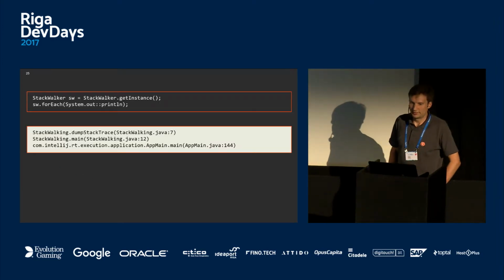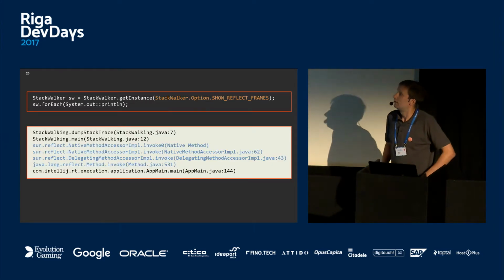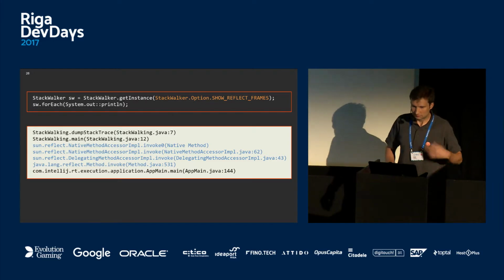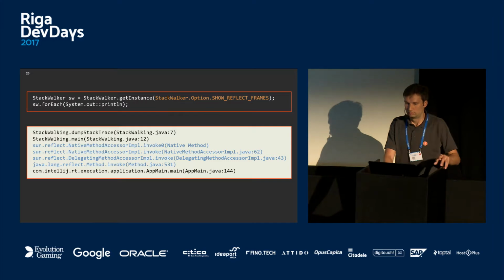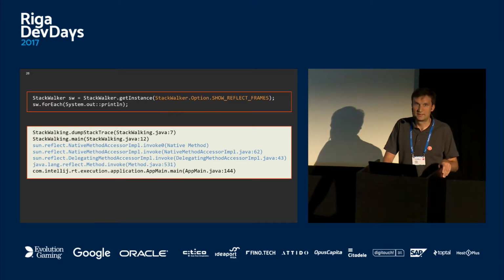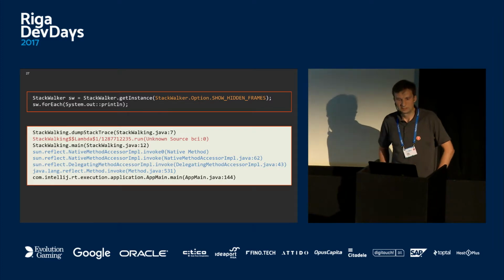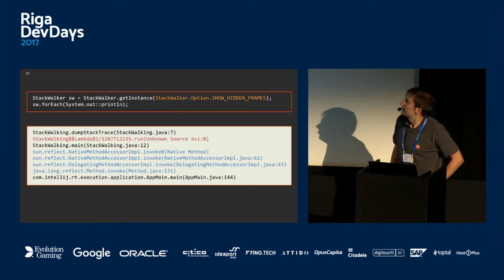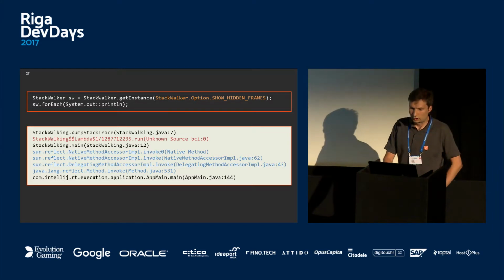Okay, what can we do with a StackWalker? We can basically iterate through all frames and, for example, print them. If you add the SHOW_REFLECT_FRAMES option, then a few more methods will appear in the stack trace, methods related to reflective method invocation. Another option, SHOW_HIDDEN_FRAMES, yields an even more detailed stack trace. SHOW_HIDDEN_FRAMES also implies SHOW_REFLECT_FRAMES.